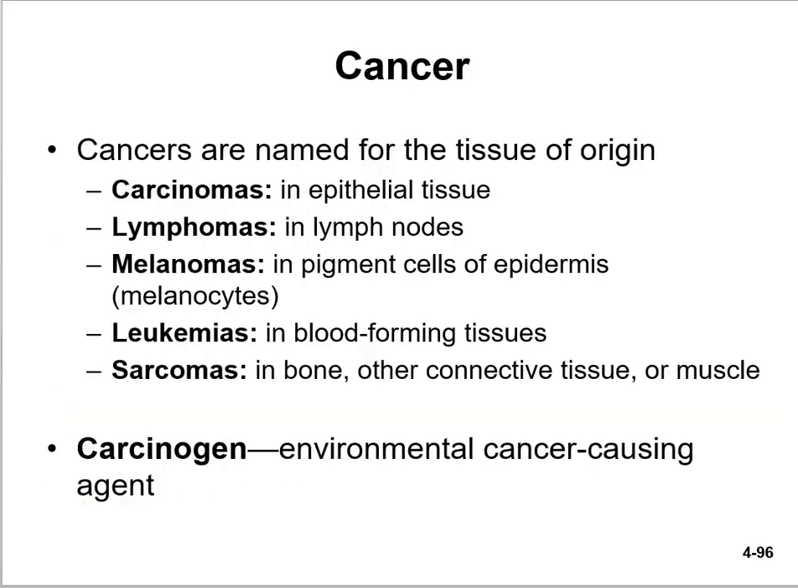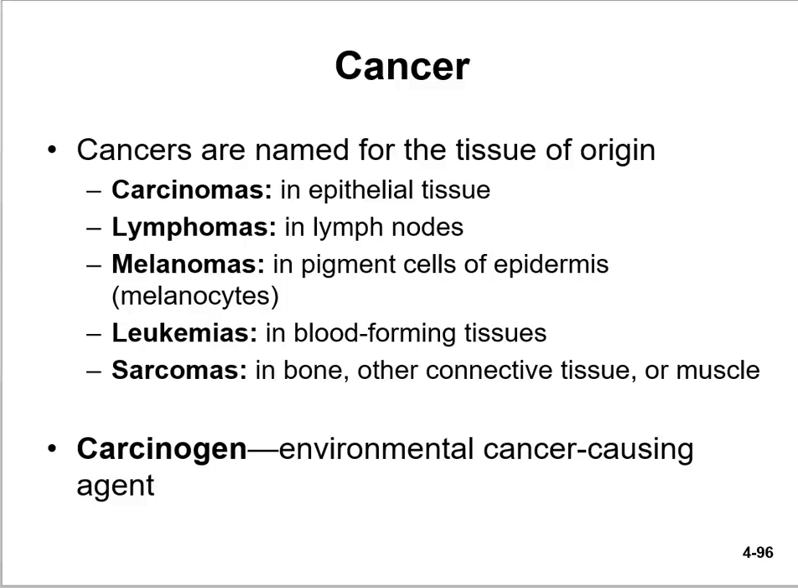Cancers are often caused when cell division goes wrong, when cells defy the cell cycle and divide anyway, uncontrollably. Cancers are named for their tissue of origin. A carcinoma is in the epithelial tissue, lymphomas are in the lymph nodes, melanomas are in pigment cells of the epidermis, or the melanocytes, leukemias are in the blood-forming tissues, and sarcomas are in the bone or connective tissue or the muscle.